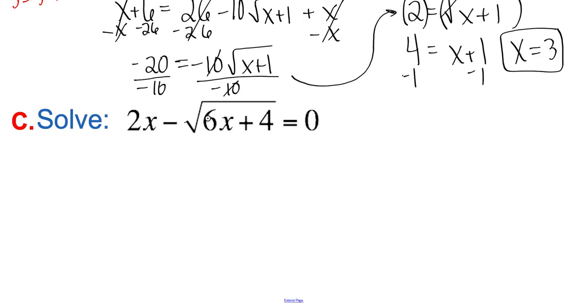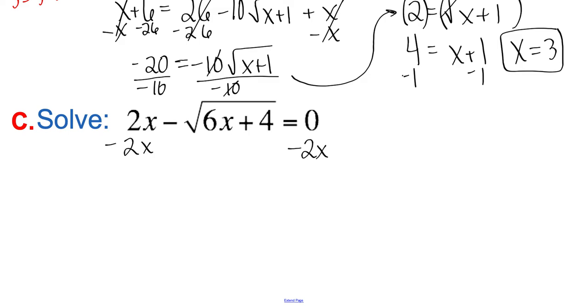All right, so this one's a little bit more difficult. Okay? So we want to try to work through that one. So follow your steps that we listed before. You isolate the radical. Okay? So that means this has got to go over, and I got to get rid of that negative there. Okay? So I'm going to subtract 2x from both sides.